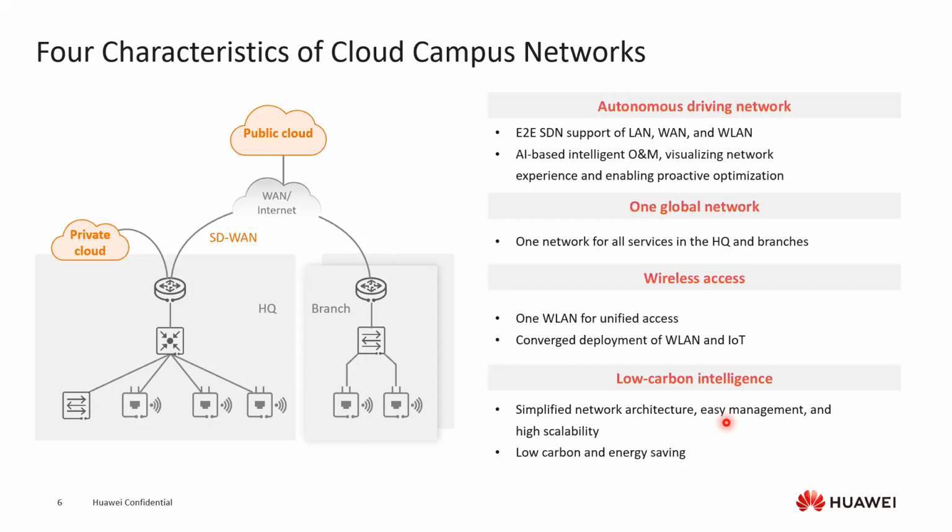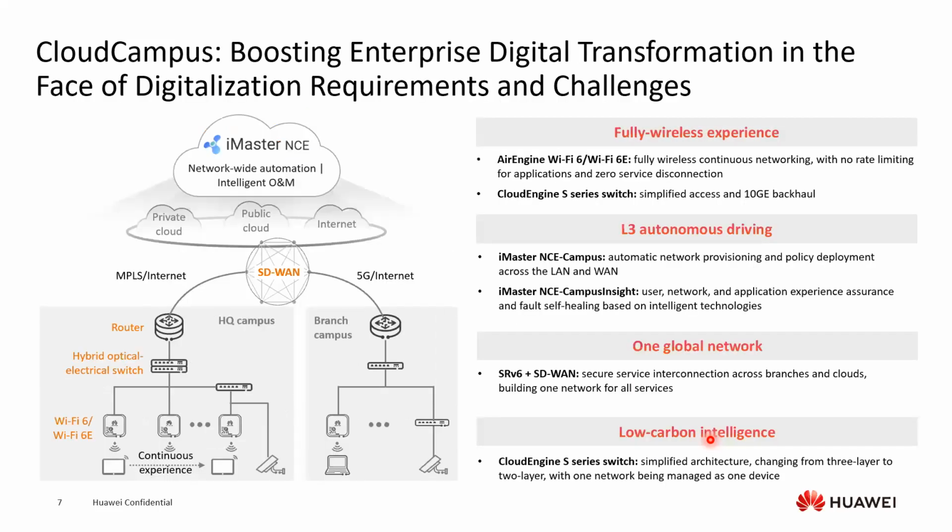In addition to low carbon, campus networks must be able to support future service growth. For example, when a service volume increases, the network infrastructure must be able to evolve smoothly without the addition of any other components that may go for the high carbon or high power consumption requirement. To meet all of these four characteristics, we have a unique Huawei solution called CloudCampus.